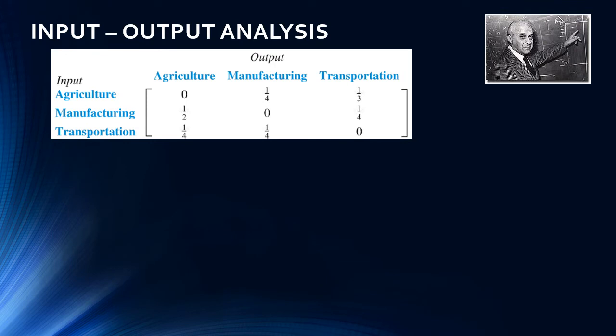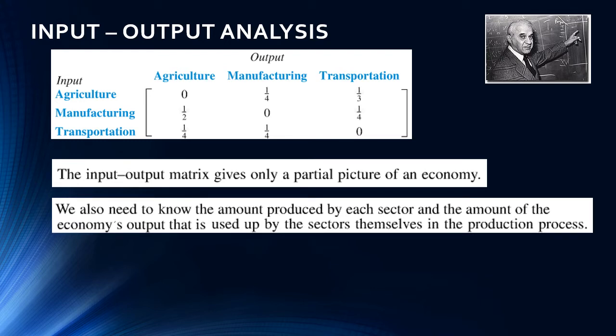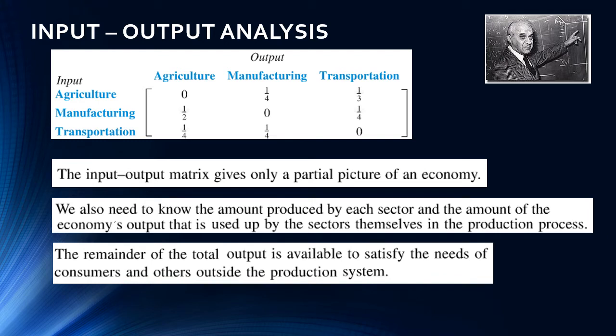So we've created the input-output matrix. But the input-output matrix only gives us a partial picture of an economy. We also need to know the amount produced by each sector and the amount of the economy's output that is used up by the sectors themselves in the production process. We've got this in a unit base for the input-output matrix, but how much total corn or how much total agriculture, manufacturing, and transportation are produced? That's what this is talking about. Not just in units about creating it, but how much is actually produced, and what's going to be left over. The remainder of the total output is available to satisfy the needs of consumers and others outside the production system. Now, what does that mean?